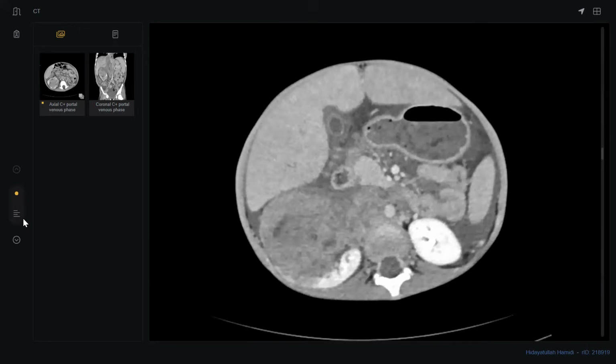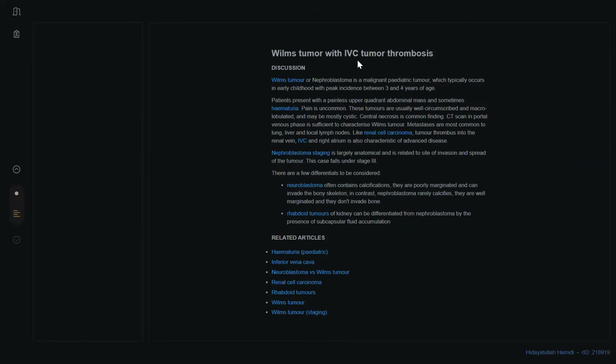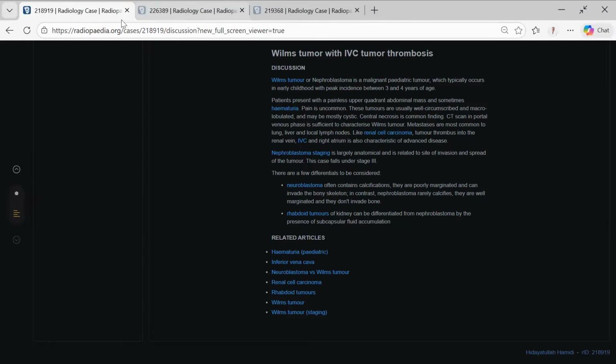It was a Wilms tumor. Very important. Here he mentions that it looks like renal cell carcinoma, but finally, the patient is very, very young.